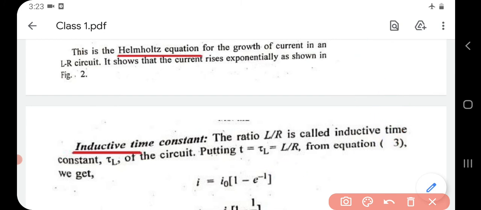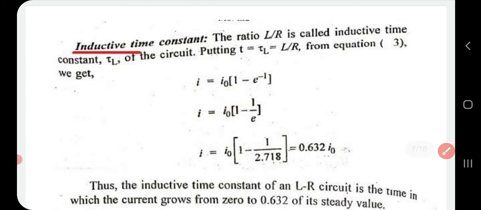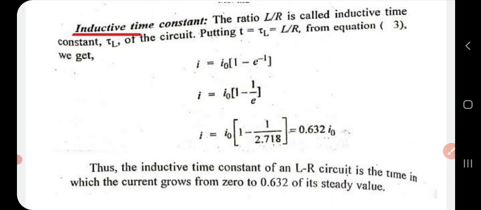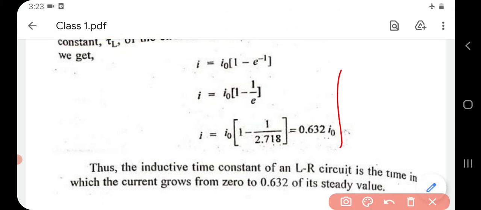Just substitute the value L by R in equation 3. It reduces to i equal to i0 times 1 minus e raised to minus 1. e raised to minus 1 is 1 by e. Now just substitute the value of e. The value of e is 2.718, so calculate 1 divided by 2.718 and subtract that from 1. You will get 0.632. So i equal to 0.632 i0. Now the inductive time constant of an LR circuit is defined as the time in which current grows from 0 to 0.632 of its steady value. So study that definition also.